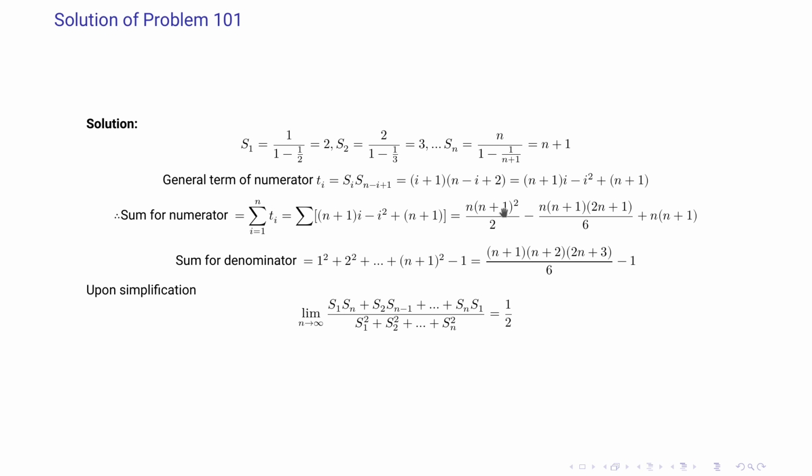So if we divide both numerator and denominator by n cube, we will have 1 by 2, and other terms will contain powers of n in the denominator. So when n tends to infinity, other terms will become 0, leaving the ratio as 1 by 2.